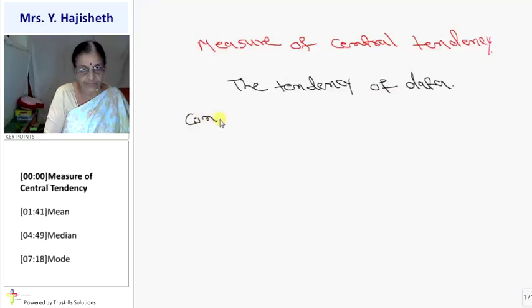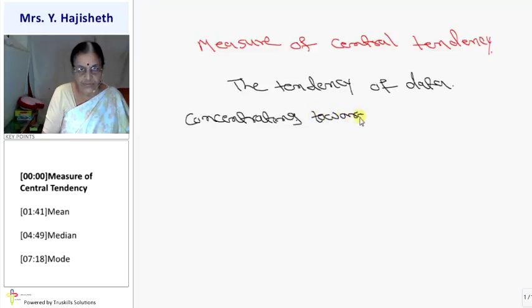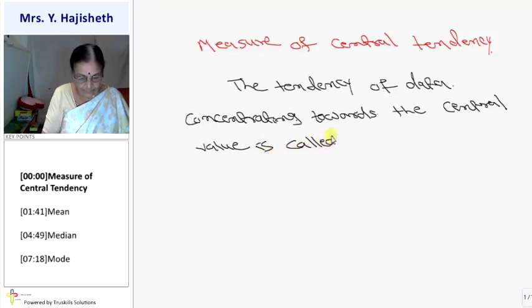Concentrating towards the center value. The tendency of data concentrating toward the center value is called central tendency.